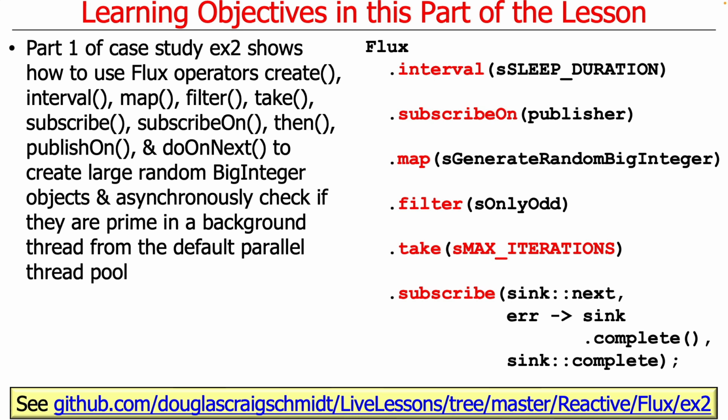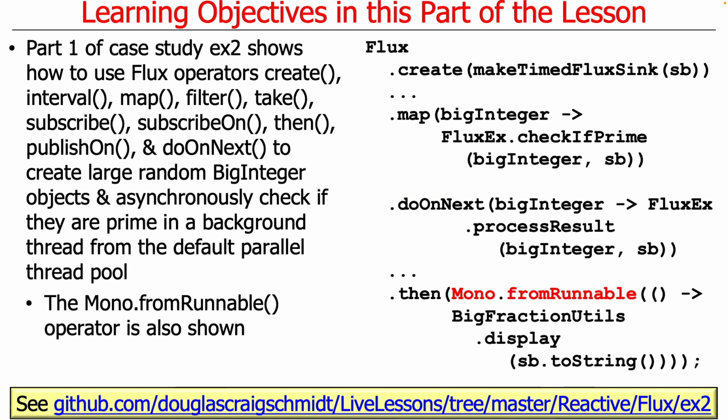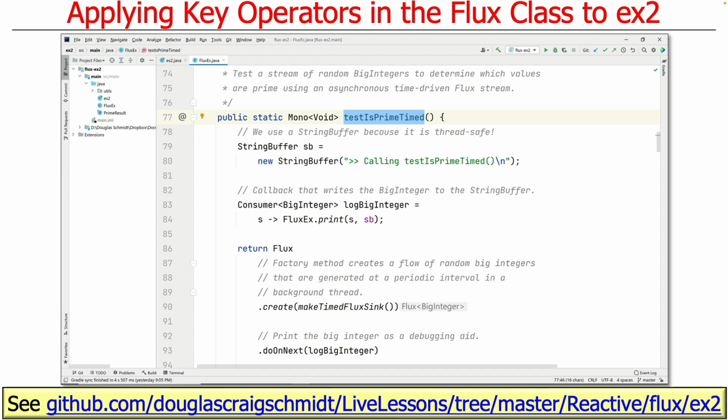So what we're going to do now is we're going to put all this stuff together in a really fun example. This is the ex2 project in my Reactor Flux folder in my LiveLessons GitHub repository. And we're going to show a bunch of different techniques that are used here. And we're also going to see how we can have this stuff run asynchronously. So before, the previous case study ran things synchronously. Now we're going to turn around and run these things asynchronously. And as usual, you can get this stuff at my website.